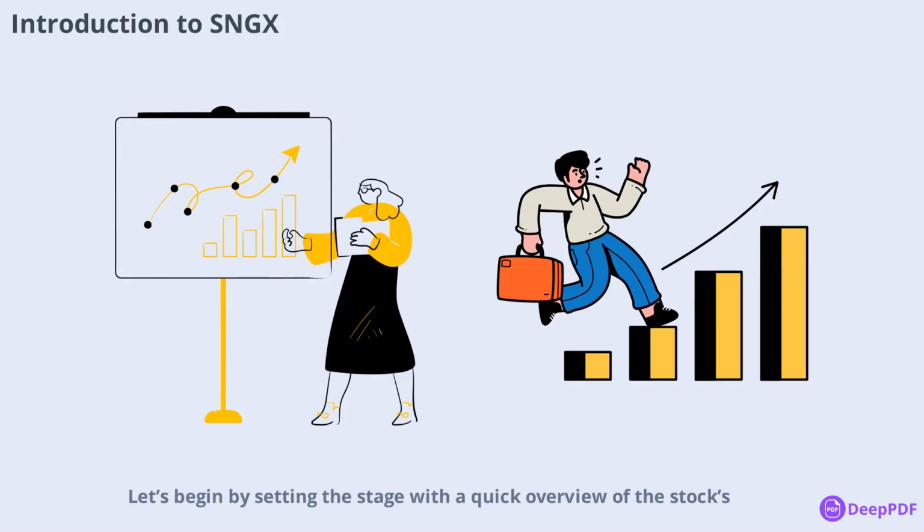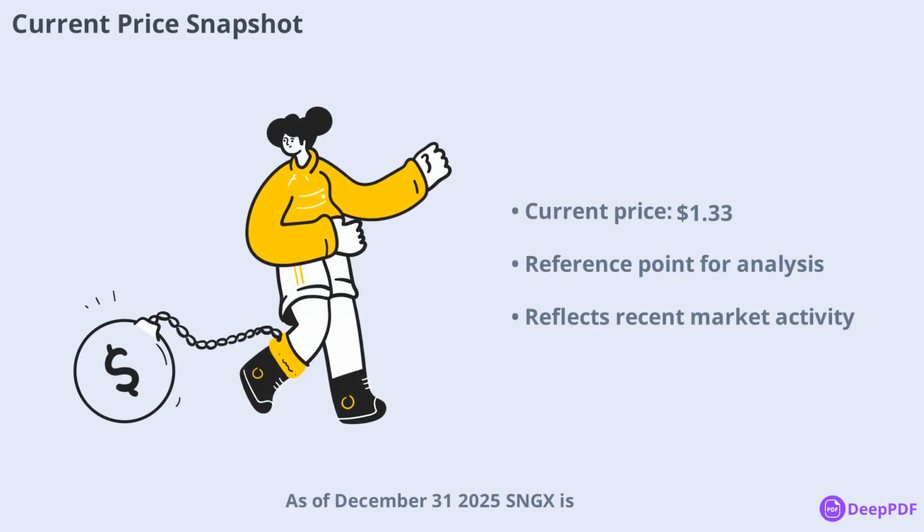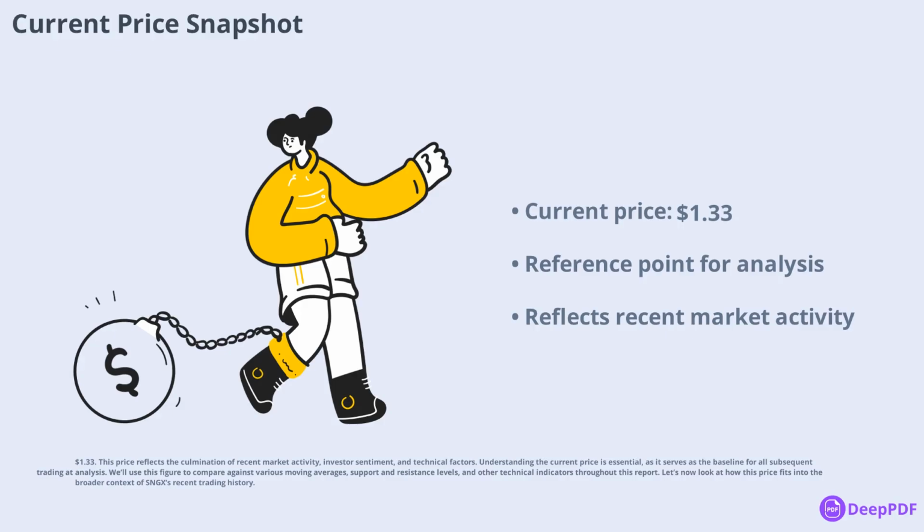Let's begin by setting the stage with a quick overview of the stock's recent performance and why technical analysis is crucial for making informed trading decisions. As of December 31, 2025, SNGX is trading at $1.33. This price reflects the culmination of recent market activity, investor sentiment, and technical factors. Understanding the current price is essential, as it serves as the baseline for all subsequent analysis. We'll use this figure to compare against various moving averages, support and resistance levels, and other technical indicators throughout this report. Let's now look at how this price fits into the broader context of SNGX's recent trading history.